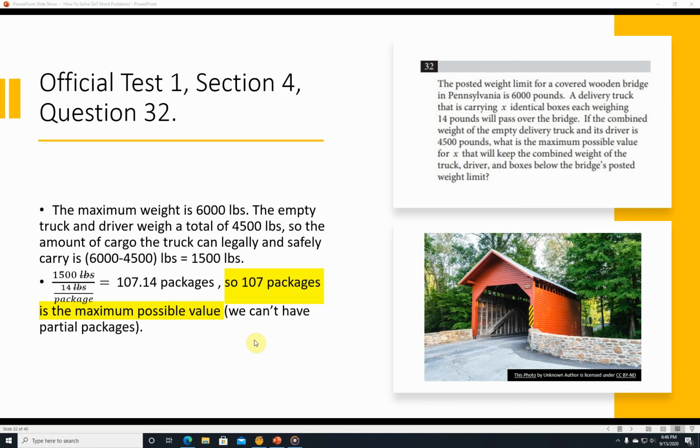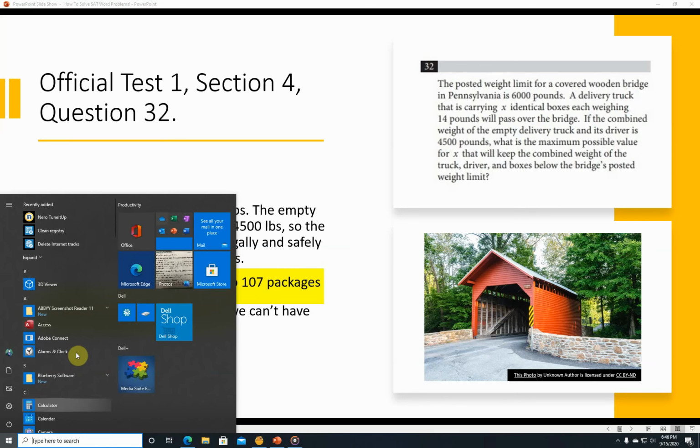Well, we know the maximum weight is 6,000 pounds. The empty truck and driver weigh a total of 4,500 pounds, so the amount of cargo the truck can legally and safely carry is going to be 6,000 minus 4,500 pounds, which is 1,500 pounds. So we divide 1,500 pounds by 14 pounds per package. We see the pounds cancel out, and we get 1 over package, which is just equal to package. So that's equal to 107.14 packages.